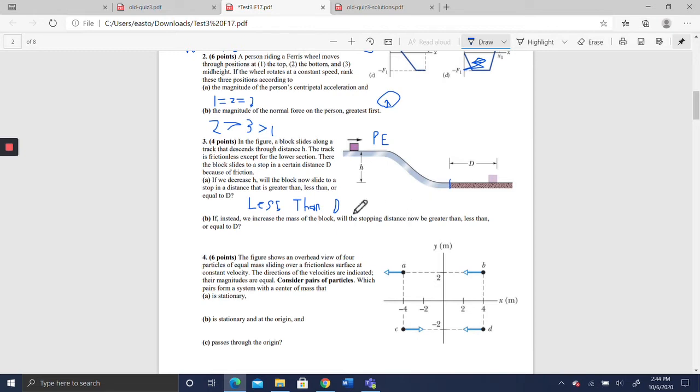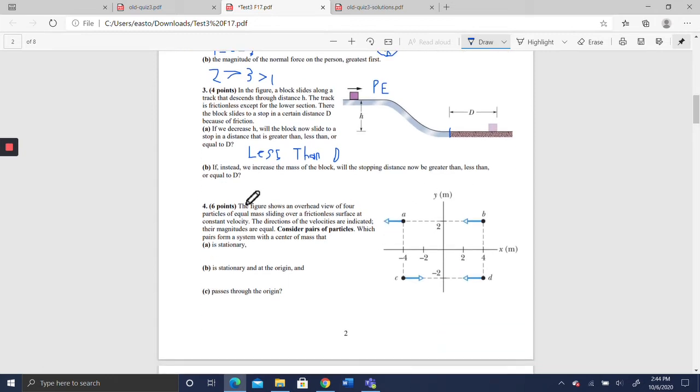And so because we're going to get less potential energy here, we're going to have less energy at this point, which means it's going to take a shorter time to bring the object completely to a stop.